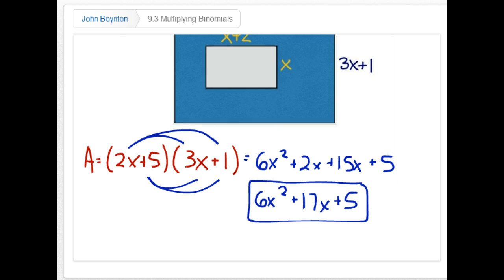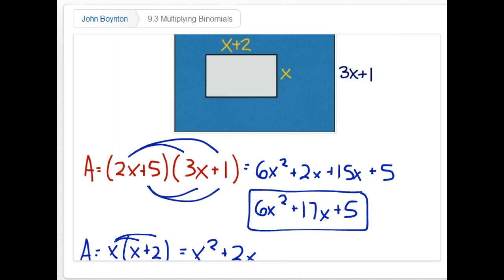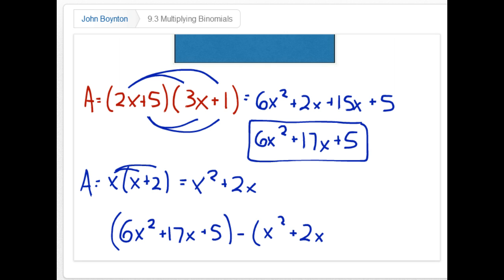Now we have to find the area of the piece that's cut out. That's going to be x times x plus 2. So you just have to distribute this in, making x squared plus 2x. So if I was trying to find the area of just the blue, what I would do is this area minus this area. So let's do that. 6x squared plus 17x plus 5 minus x squared plus 2x.